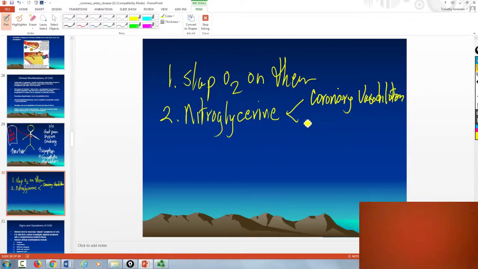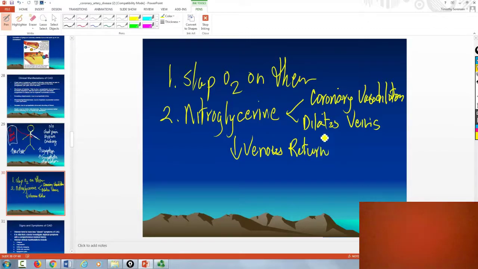But more importantly, it dilates veins. So remember that veins don't have any pressure in them. So if you dilate them, that's going to decrease venous return to the heart. And that's going to decrease the stretch of the heart. And by doing that, you're going to decrease the workload on the heart. So one of the big reasons that you give nitroglycerin is because you're going to decrease that preload.